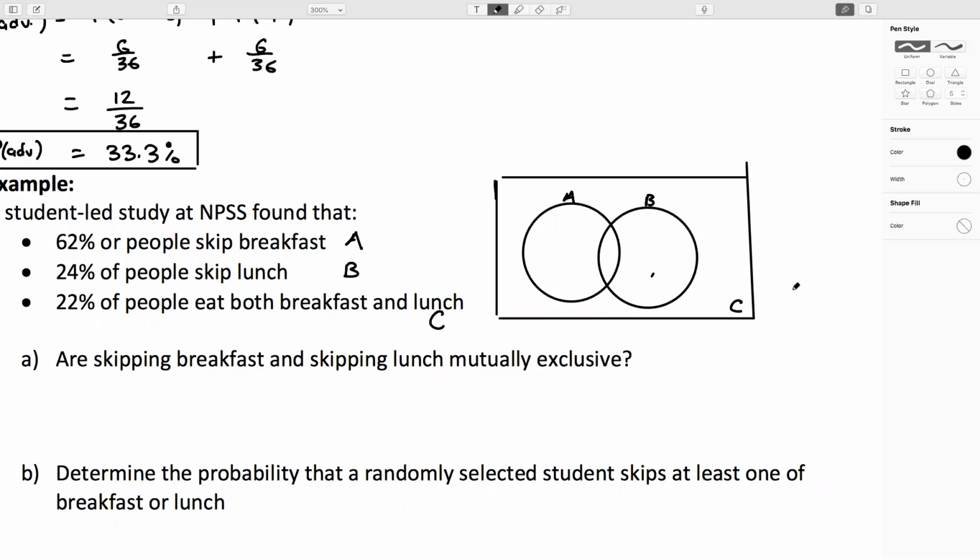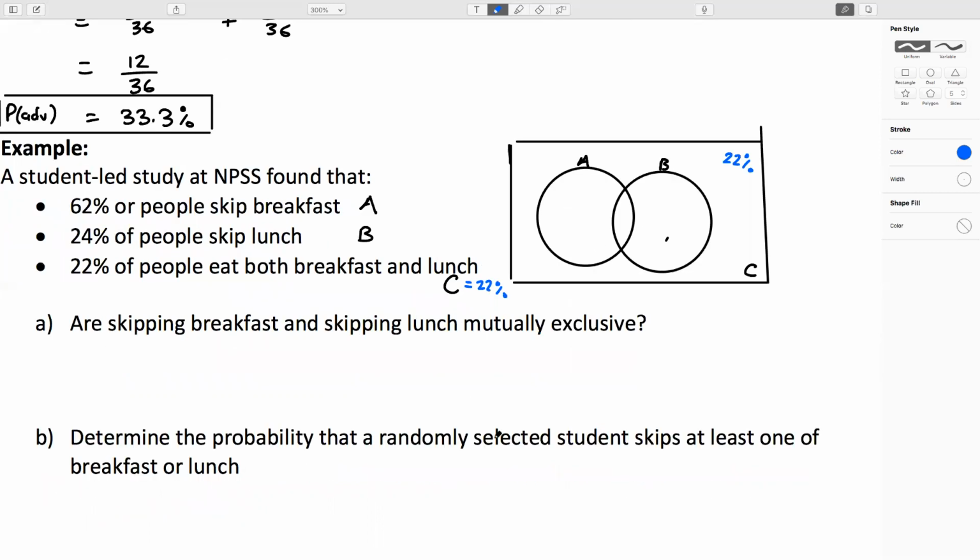Set C is everybody that eats both breakfast and lunch. They don't skip breakfast, they don't skip lunch, and they don't skip both. They eat both, okay? So set C is 22%. So that means that this outer box is 22% of people, okay? Now, I know set A, and I know set B, and I know this intersect have to add up to 100%.